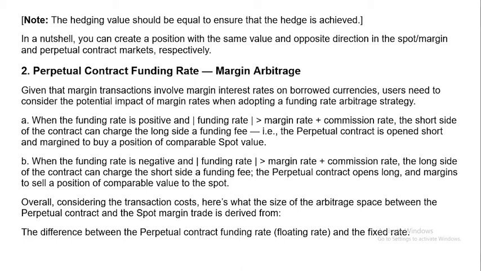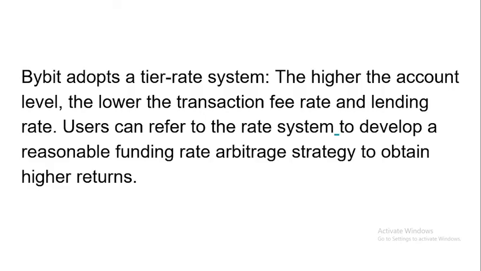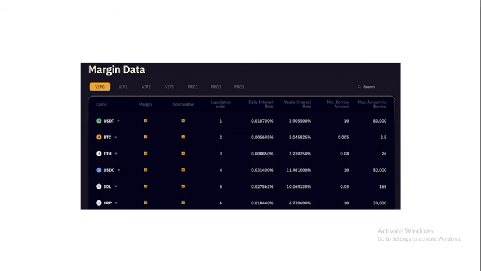Overall, considering the transaction cost, here's where the size of the arbitrage space between the perpetual contract and spot margin trade is derived from. So the difference between the perpetual contract funding rate, which is the floating rate, and the fixed rate. So Bybit adopts a tier rate system. The higher the account level, the lower the transaction fee rate and lending rate. Users can refer to the rate system to develop a reasonable funding rate arbitrage strategy to obtain higher returns. Okay, so this is the margin data.